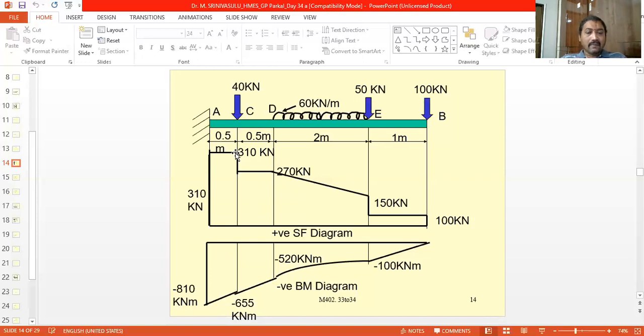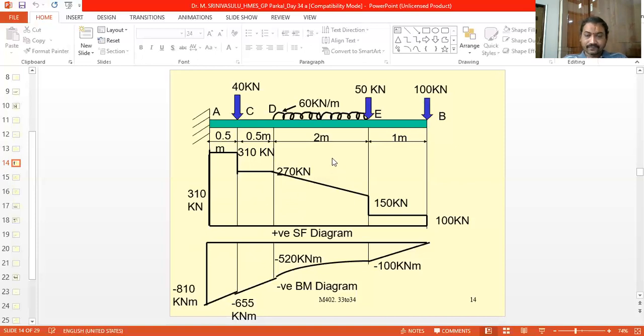So between the points C and A, the same shear force will continue. Therefore, we have to show it with a horizontal line. So now this is the shape of the shear force diagram, and all the shear force area is positive. That you must remember. And the maximum shear force is occurring at the fixed end, that is at point A.